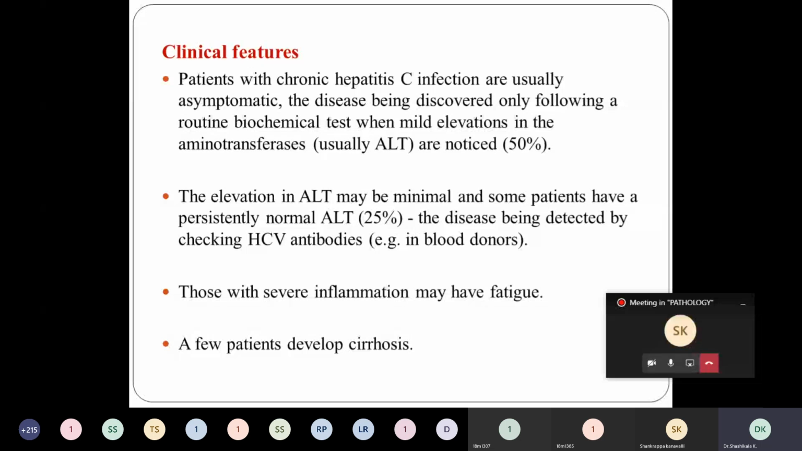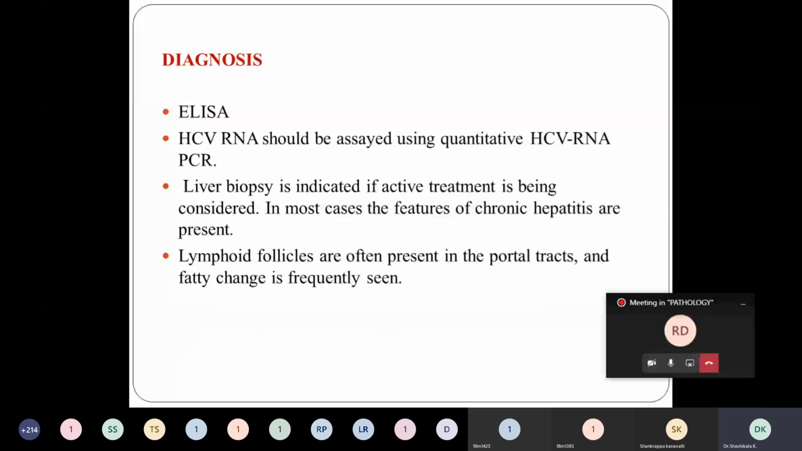So those with severe inflammation, a few patients develop cirrhosis. Diagnosis is by ELISA. HCV RNA should be assessed using quantitative PCR. Liver biopsy is indicated if active treatment is given. So that is being considered.